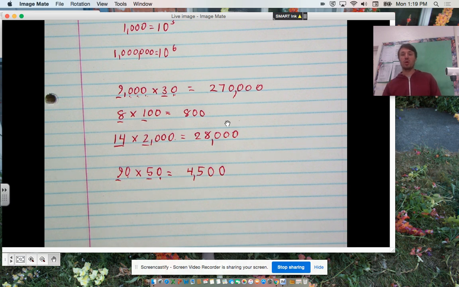See how that's a quick way to solve multiplication problems that have zeros in them, using the pattern that you can just multiply without the zeros, count the zeros in the factors, and add them to the product.